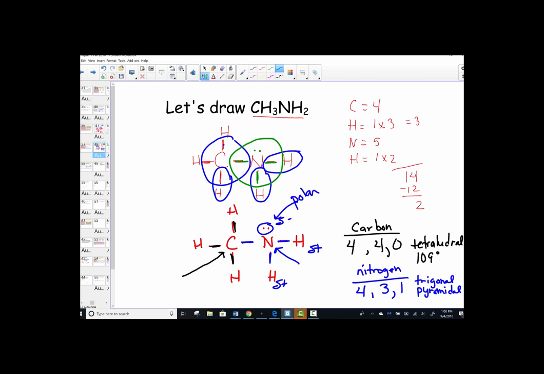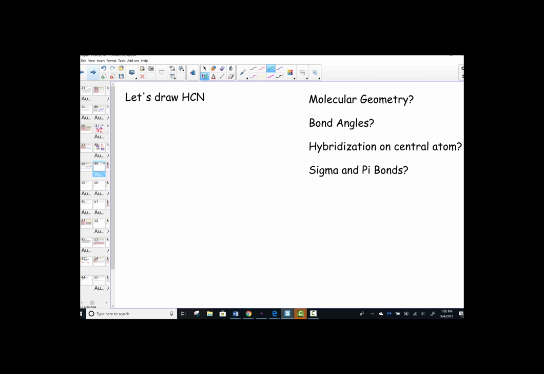I see no multiple bonds, so there's no pi bonds, but I do see 1, 2, 3, 4, 5, 6 single bonds. Single bonds are always sigmas. Is it coming back to you? Let's draw, we'll just keep practicing.